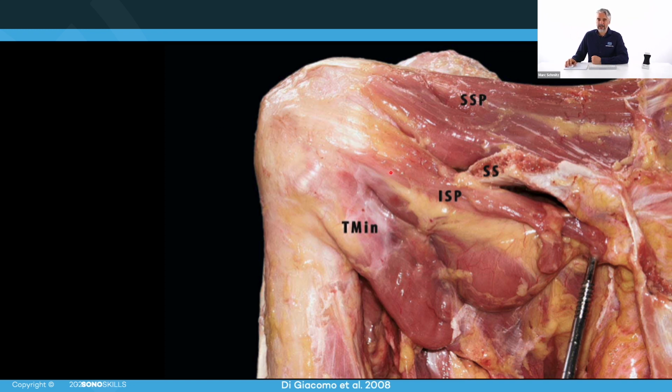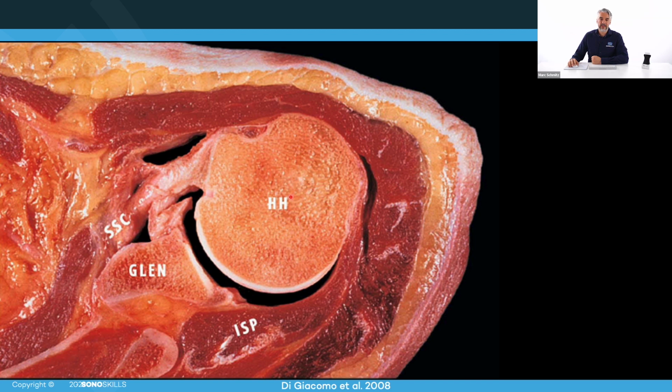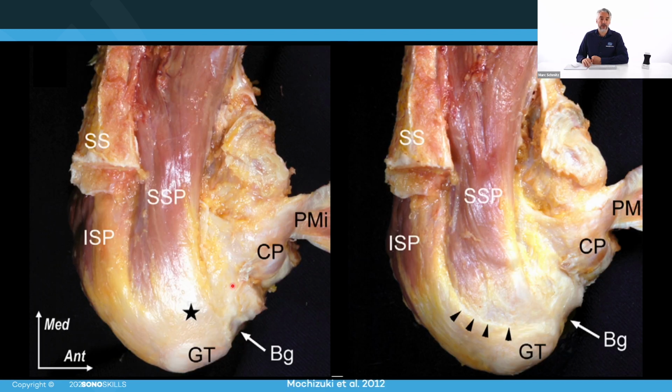Looking at the infraspinatus, please mind that the spine of the scapula has been cut away in this cadaveric image. So usually we would find the spine right here. Everything below the spine, or in Latin, infraspina, hence the name infraspinatus. The infraspinatus and also the teres minor come together as a functional unit to the greater tubercle. And when scanning the infraspinatus, we also look at the bursa and also at the labrum in the posterior shoulder.